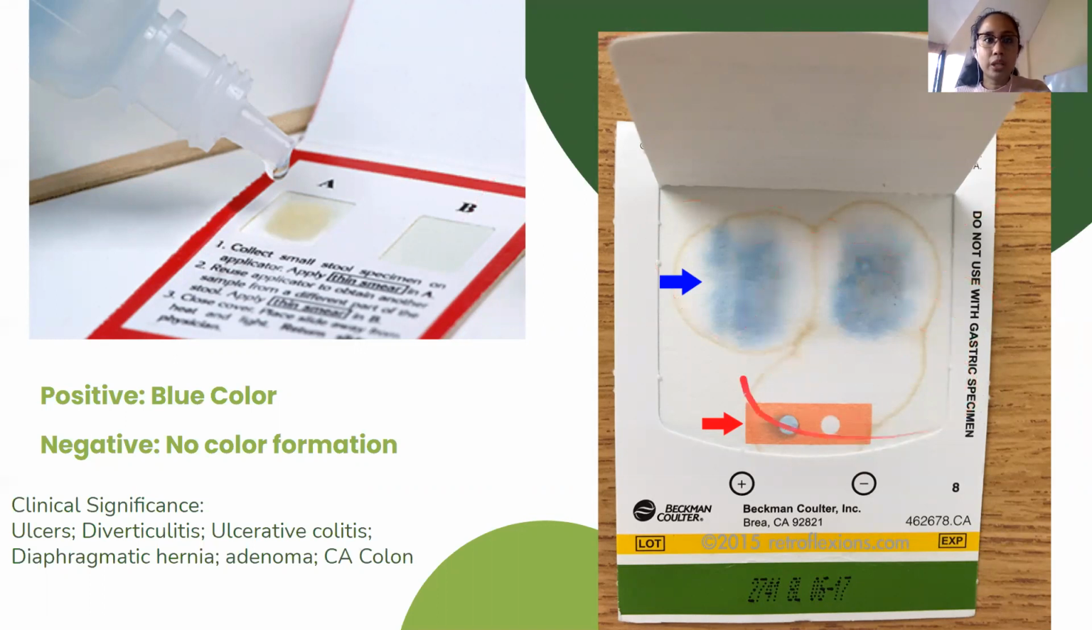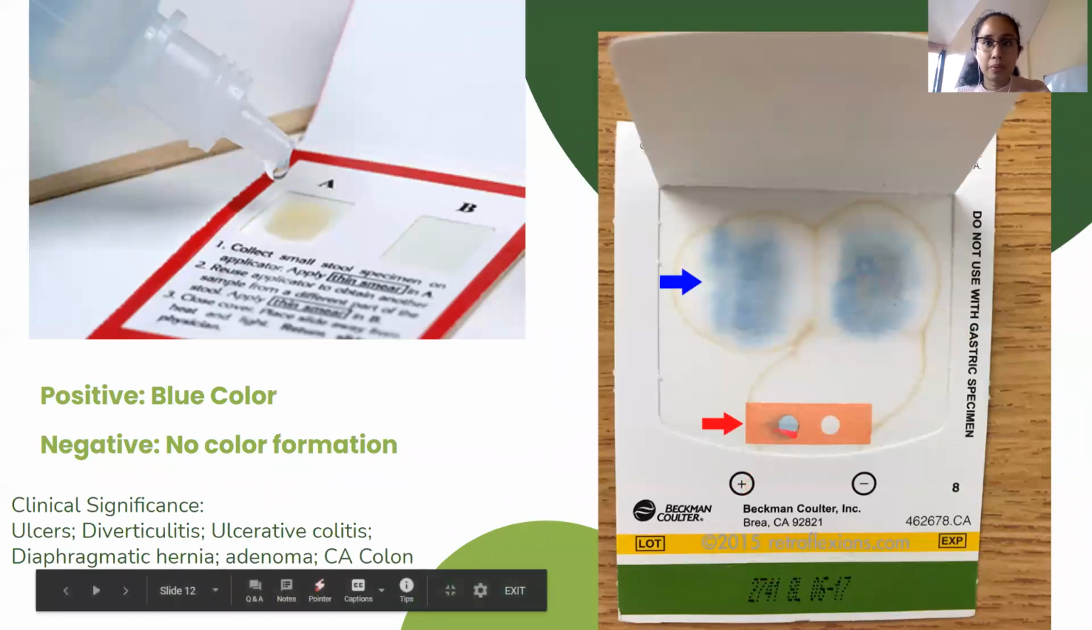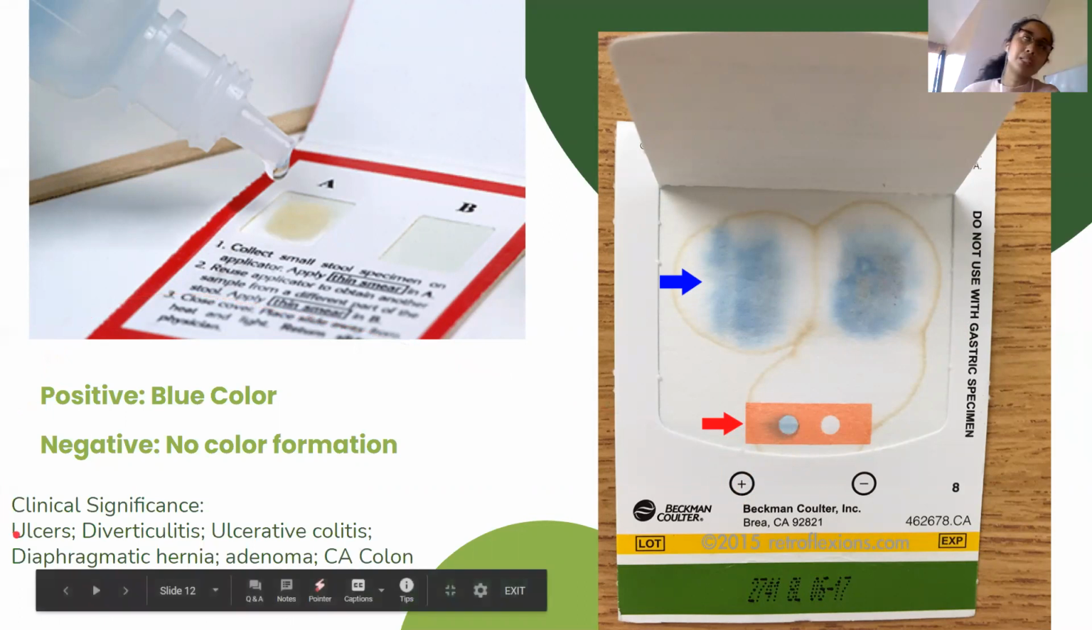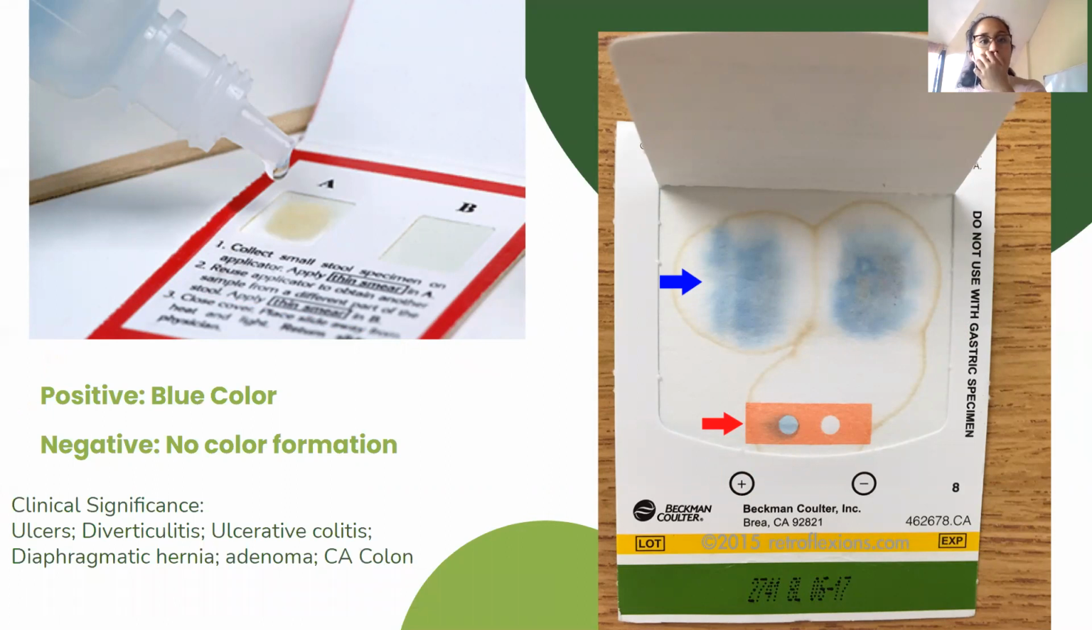So after a few minutes, class, expect a blue chromogen, the oxidation of guaiac, once there is hemoglobin in the stool. So, positive, because it is blue. Blue. So, class, occult blood positive may be due to ulcers, diverticulitis, ulcerative colitis, adenoma.